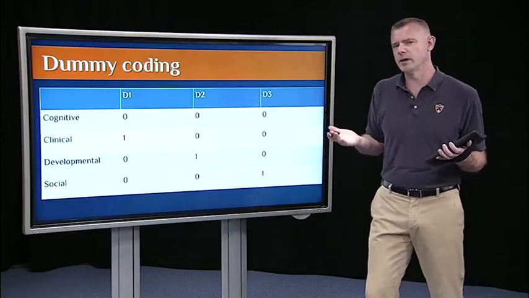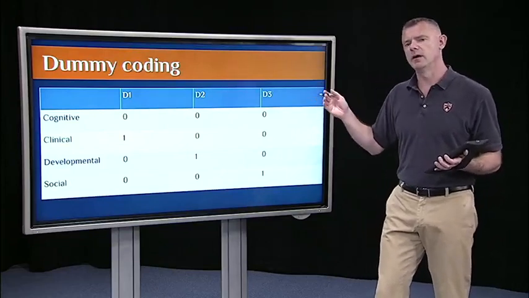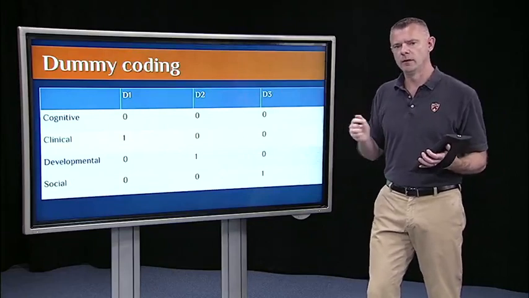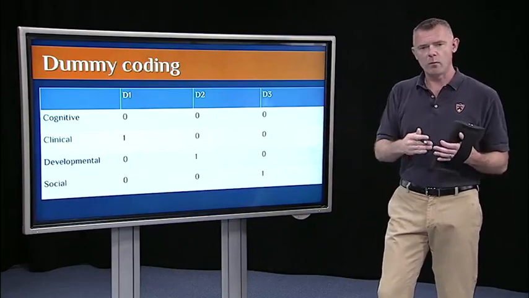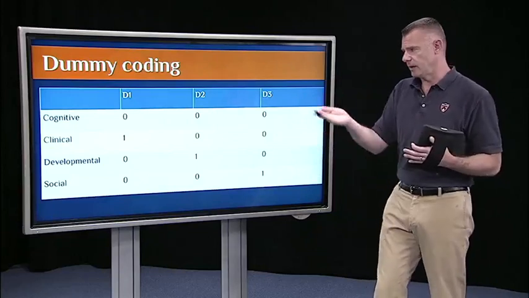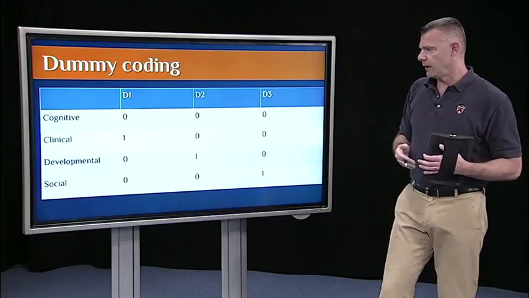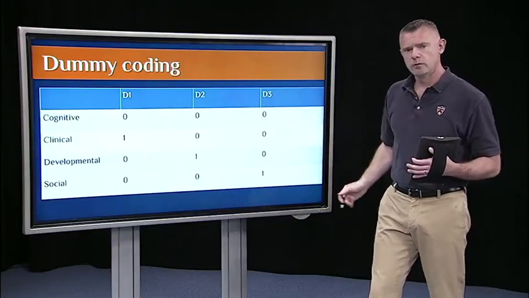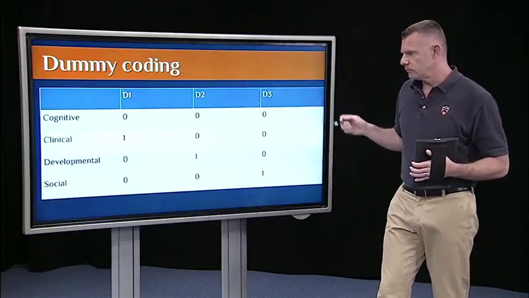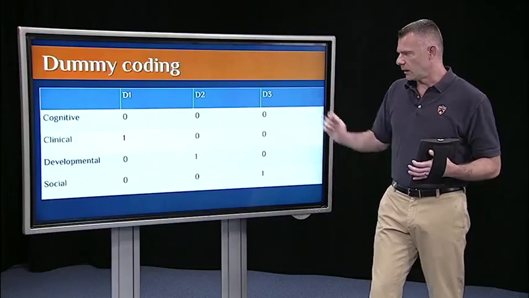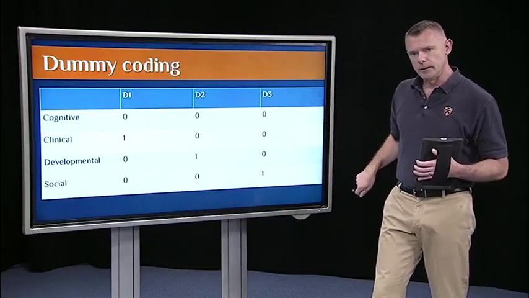So why do I have 3 dummy codes? Well, because I have 4 levels of my independent variable or my grouping variable. It's always the number of levels or number of groups minus 1. And you make one of your groups the reference, and I decided to make cognitive the reference just because I'm in cognitive. And then you just code each group with a 1 for one of the dummy codes. So the clinical group got a 1 in D1, the developmental in D2, and social in D3.